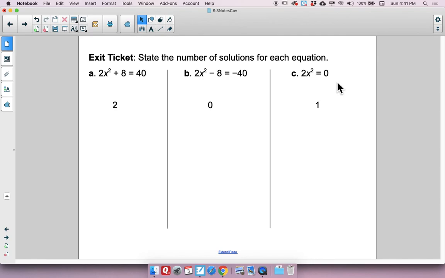Okay. Again, we'll take questions on this in class. And hopefully that explains extracting the roots.